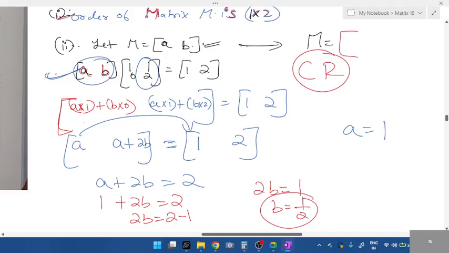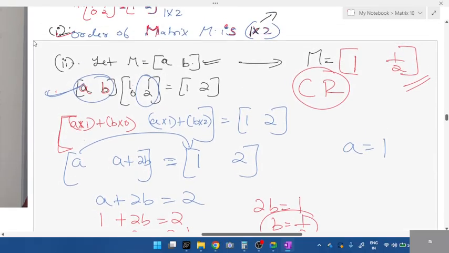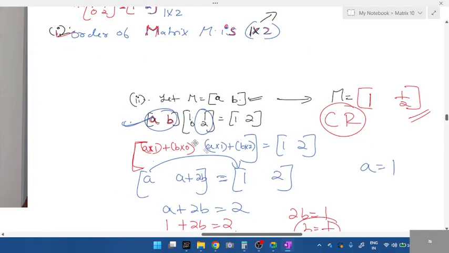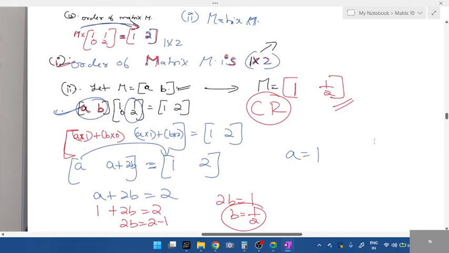What is M matrix we assume? A and B, right? What is A value? 1. What is B? 1 by 2. First go through, just don't simply copy. Having notes is of no use if you don't know how to solve the question. Let me know if you have any doubts. If you want, I'll explain again.